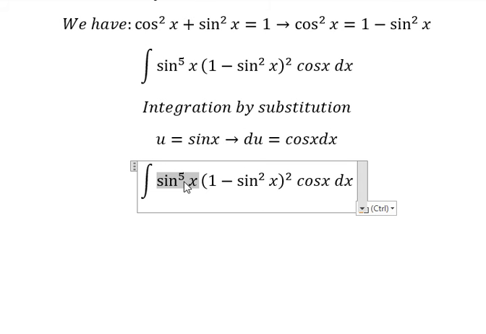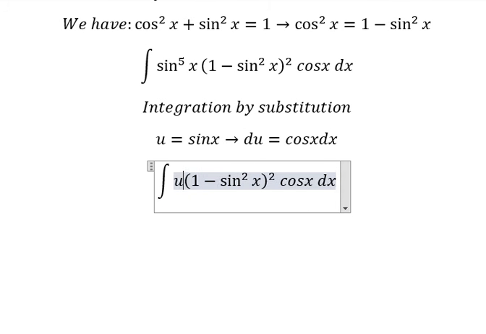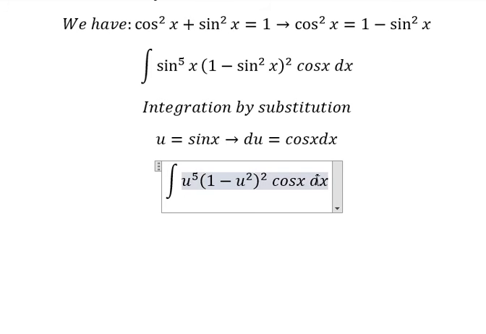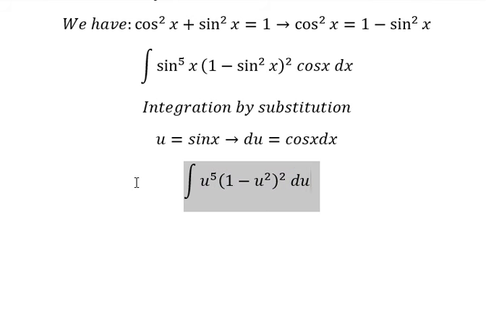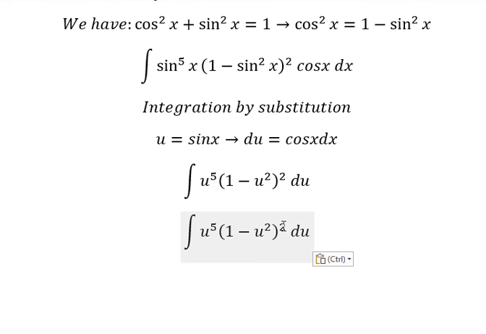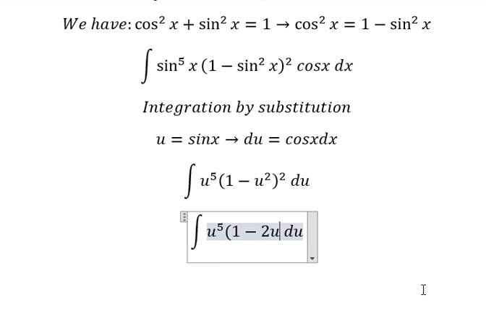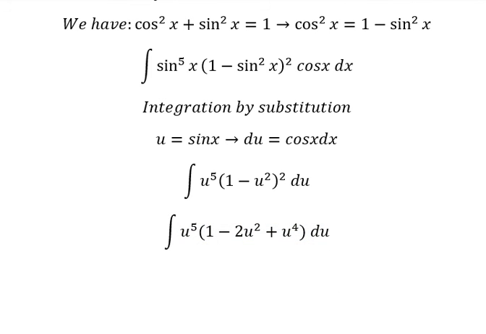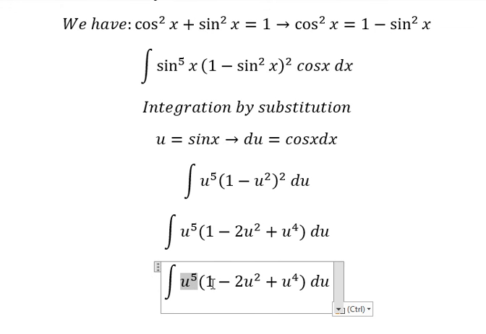This one we change to u, and we have u to the power of 5. This one we change to u, and we have u squared in here. This one we change to du. Next, we need to expand this one. Next, this one is multiplied by 1, u squared and u to the power of 4.